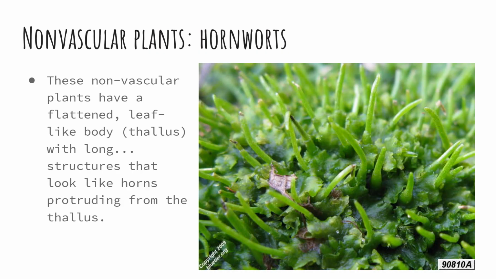And our last subgroup here, hornworts. These non-vascular plants have a flattened leaf-like body. The bottom part down here you can see is flat, like a bunch of leaves put together, which is called the thallus, with long structures that look like horns protruding from the thallus. This fancy word here, protruding, just means coming out of or sticking out of. So you can see throughout this picture the flat green parts at the bottom, the thallus, has these long spikes sticking up. Very characteristic of hornworts.